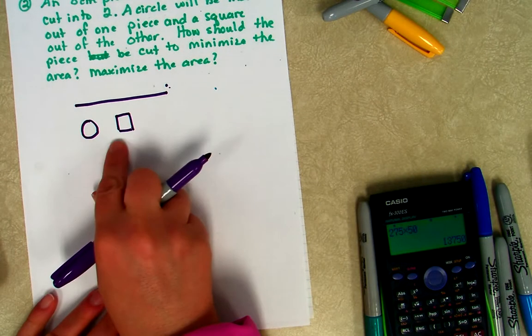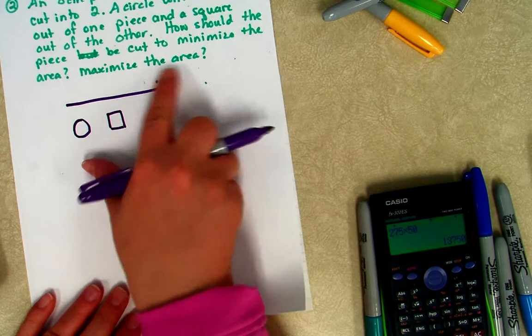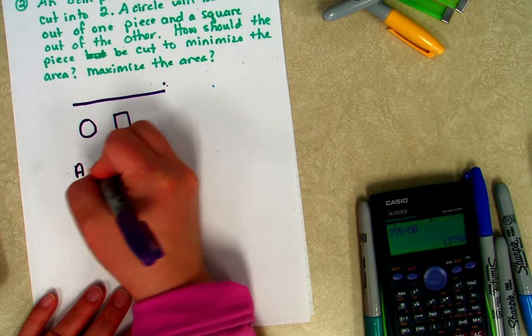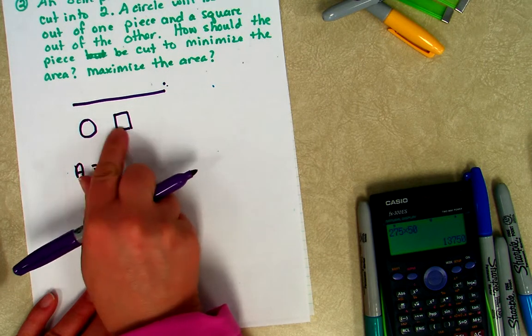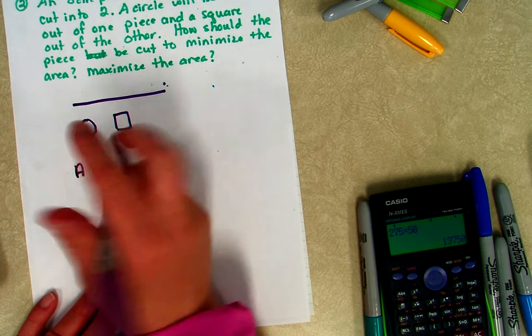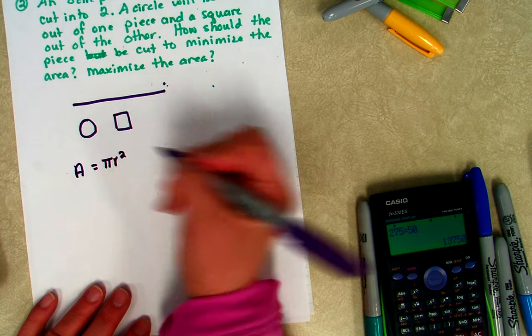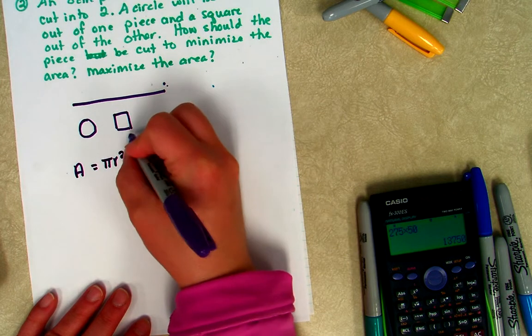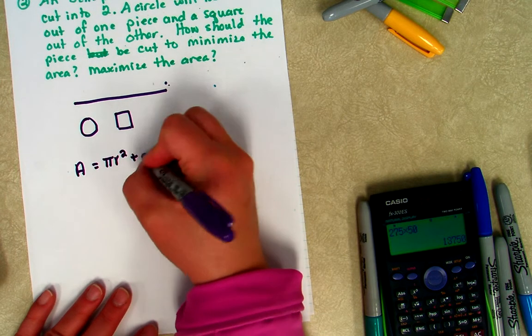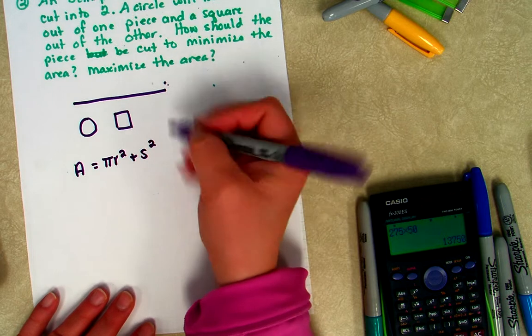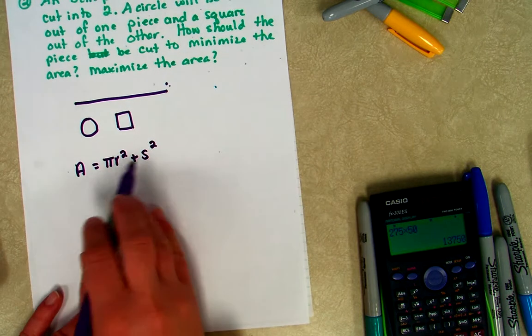So the first thing I'm going to start with is my formula, area. Area for this is going to be a circle plus a square. Well, for a circle, it's pi r squared. For a square, it's just side squared. But the problem is I need one variable. There's too much happening here.